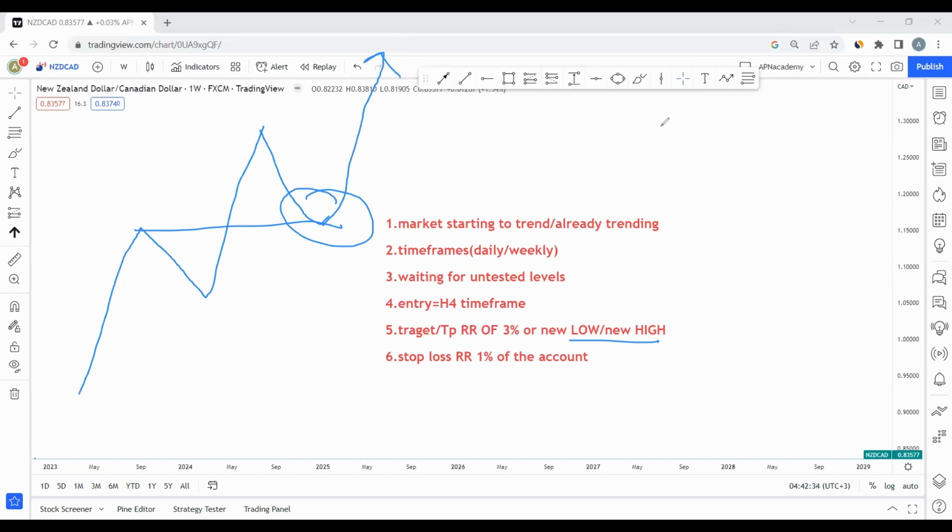So the other way around, if the market makes a low, makes a high, a lower high, makes a low, we're waiting for price to come back to this untested level. So we take the trade until it makes a new low. I hope that makes sense.